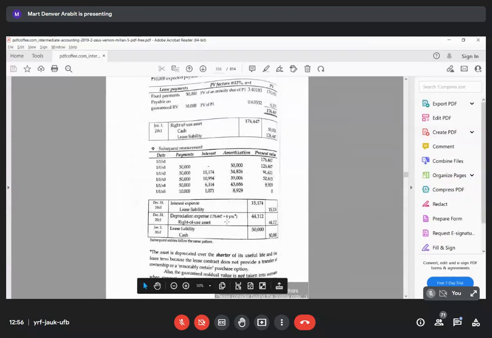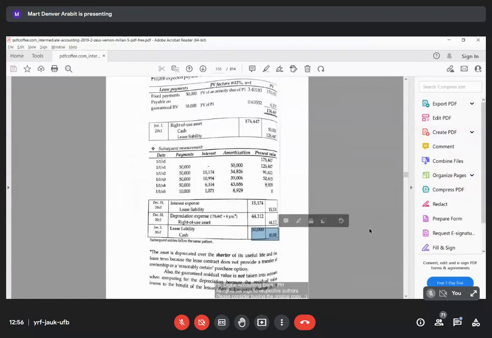And lease liability, 50,000, this is for the advance payment. The asset is depreciated over the shorter of its useful life and lease term because the lease contract does not provide for the transfer of ownership or a reasonably certain purchase option. So in that case, magre-revert back sa lessor yung ownership at the end or yung asset at the end of the lease term. So gagamitin natin yung shorter of lease term over the useful life.